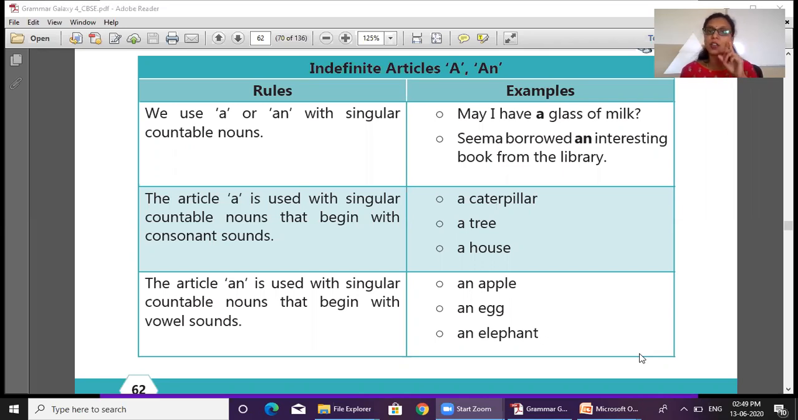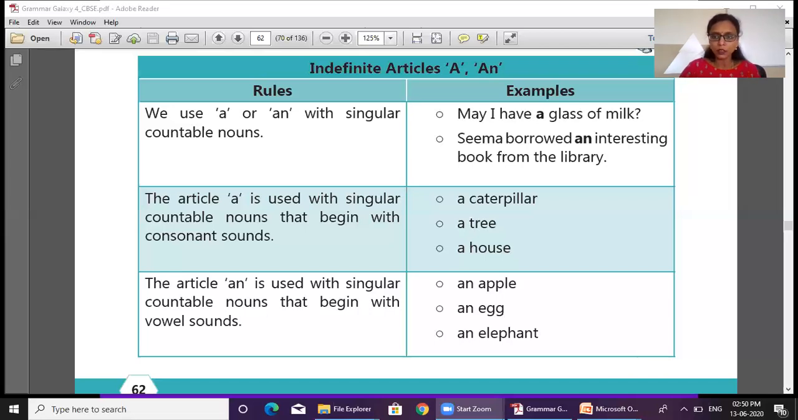The nouns which are singular, which are countable, and which start with a vowel sound: apple, an apple; egg, an egg; an elephant. Okay? Understood? So these are the rules. Firstly, a and an are used with singular nouns, countable nouns. A is used before a word beginning with a consonant sound. An is used before a word that begins with a vowel sound.